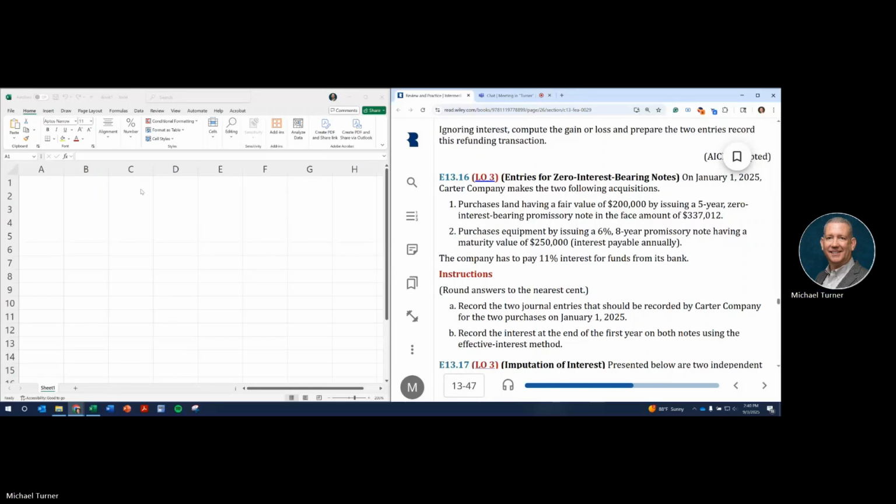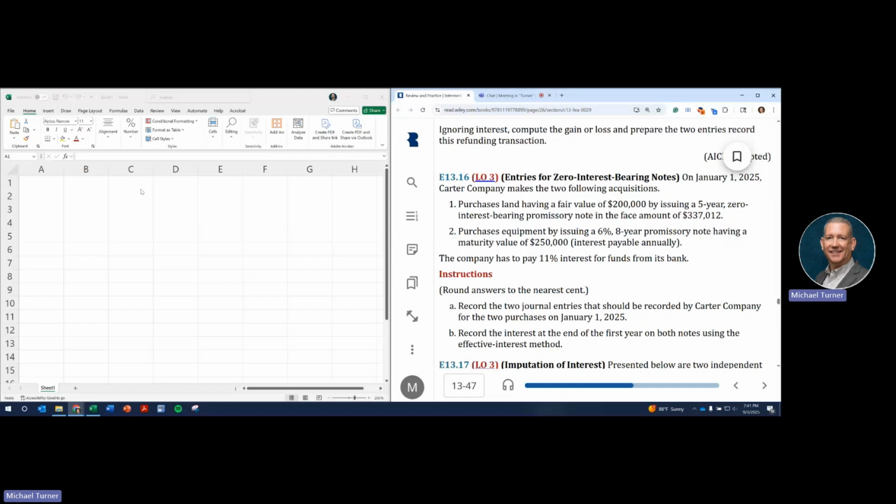It says, on January 1st, 2025, Carter Company makes the following two acquisitions. Number one, we purchase land having a fair value of $200,000 by issuing a 5-year, zero interest bearing promissory note in the face amount of $337,012. Interesting dollar amount. Number two, purchase equipment by issuing a 6% 8-year promissory note that has maturity value of $250,000 and interest is payable annually. Our effective interest rate for our debt is 11% related to other funds from the bank.